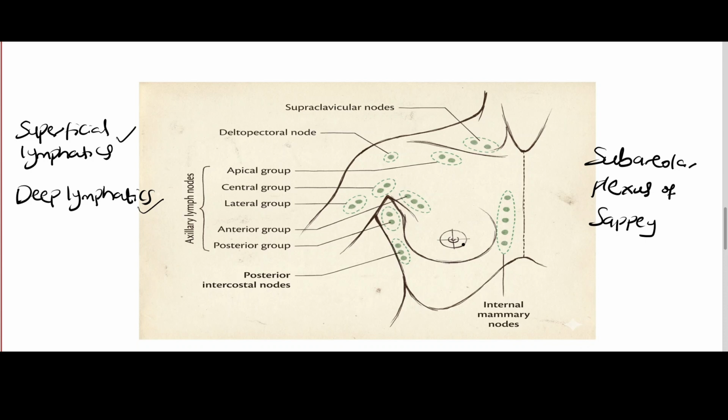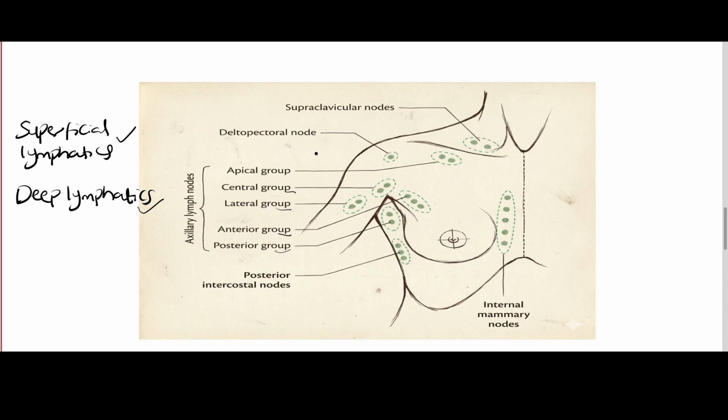Lymph from the nipple, the areola, and most of the breast first collects in this plexus. From here, it is carried by other lymphatic vessels to majorly the anterior group of lymph nodes. So this subareolar plexus of Sappey majorly acts as a central collecting point of lymph.